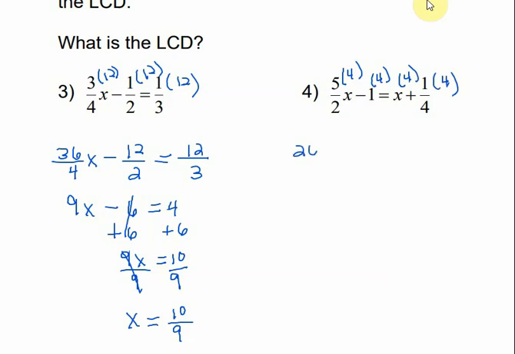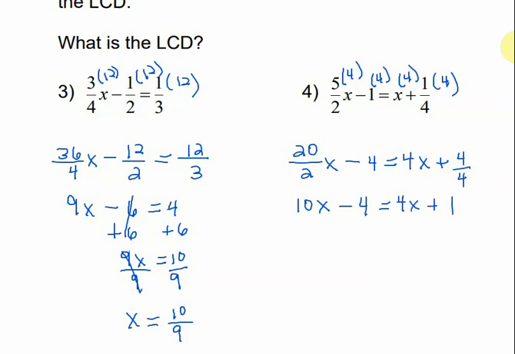So if I multiply that out, I get 20 over 2x minus 4 equals 4x plus, that would be 4 over 4. Once again, when I reduce my fractions, that is a funny looking 4. Let me fix that. When I reduce my fractions, I get 10x minus 4 equals 4x plus, and that would be a 1. And so again, all my fractions are gone.